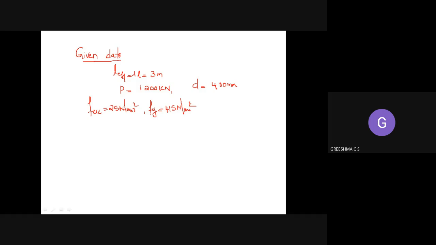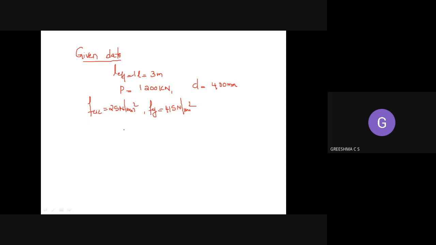So we can start the design of the spiral column. First of all, we'll find out the nature of this column, whether it is a short column or a long column. We don't know whether it is long or short, and in the question they have not mentioned any such things. Short column design is entirely different and long column design is entirely different. So first of all, find out whether it is a short or long column.